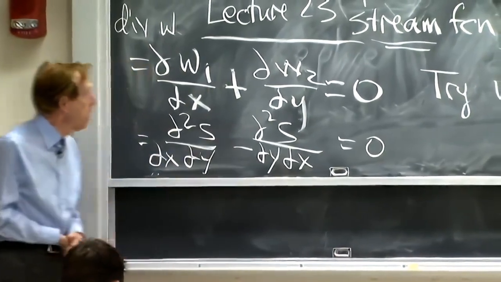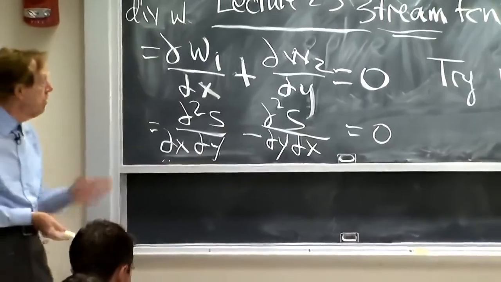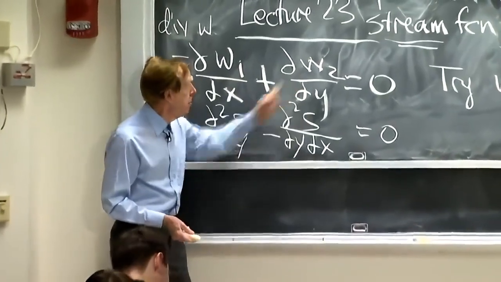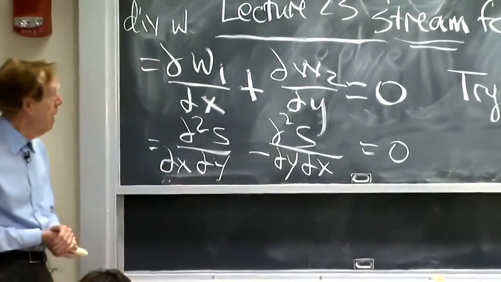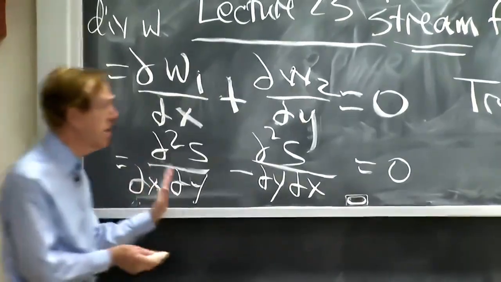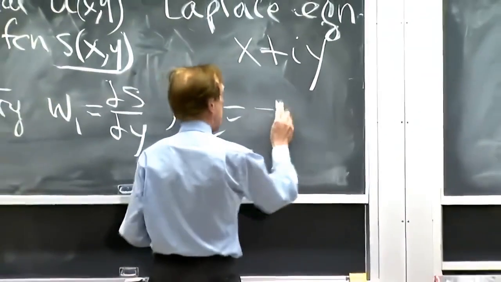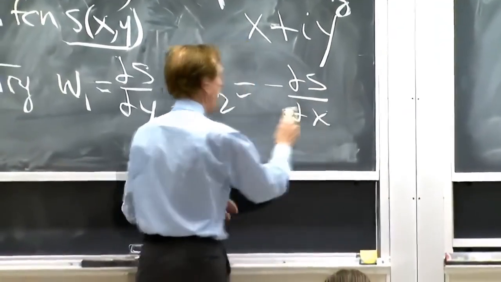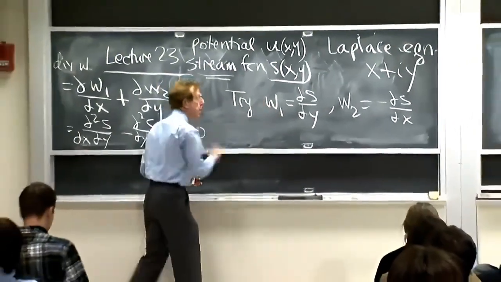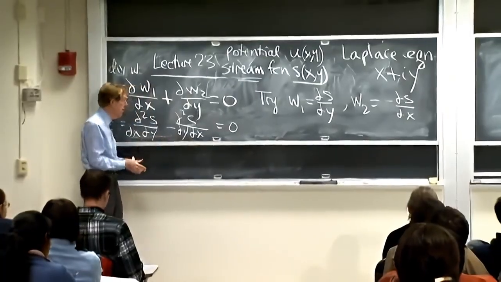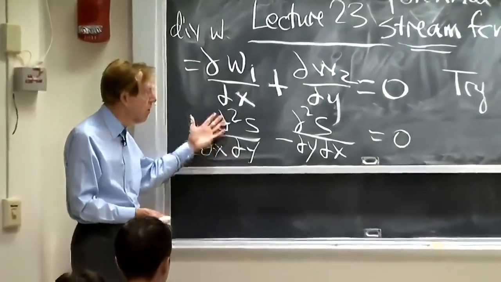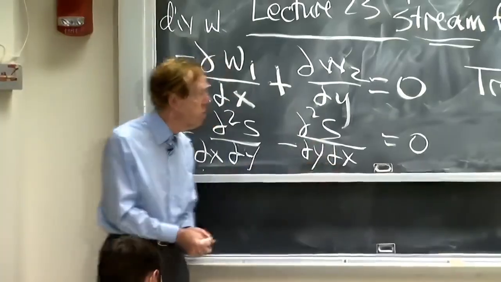So what do I see for w2? Do you see what w2 is? This is supposed to match that. There's a minus sign. w2 is minus ds dx. If I take any function s, I let w1 be its y derivative and w2 be minus its x derivative, then the divergence will be 0, because I'll have the cross derivative minus the cross derivative. Of course, that'll be 0.